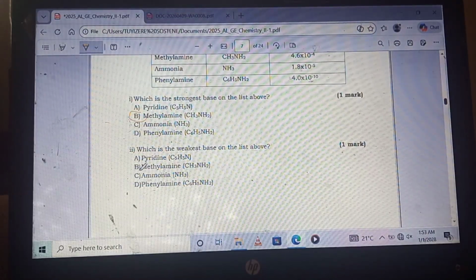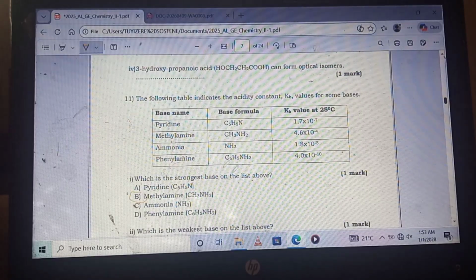The correct answer is letter D, phenylamine. As you see here, because it has a lower acidity constant, that is why it is a weak base.